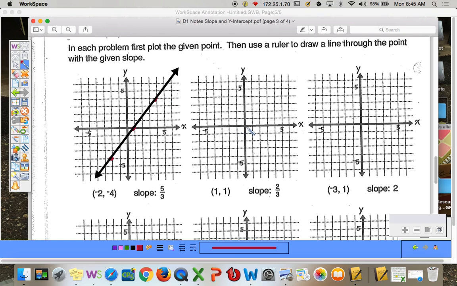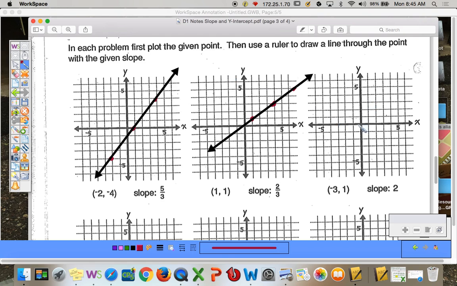The next one started at 1, 1. So we're going to go right 1, up 1, and the slope is 2/3. So go up 2 over 3, 2 over 3, up 2 over 3. And again, you can use your ruler or straight edge to draw that line.